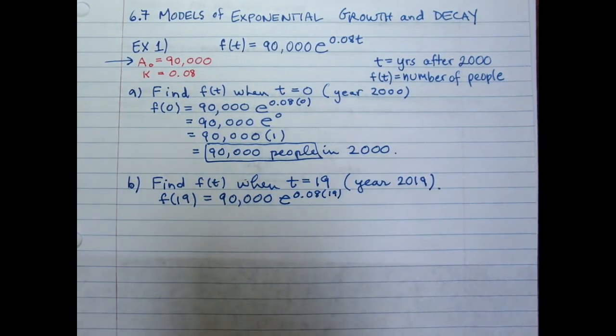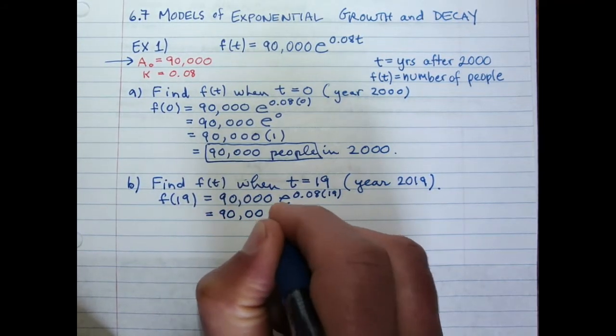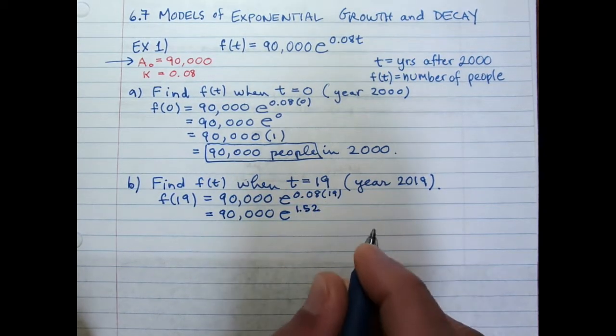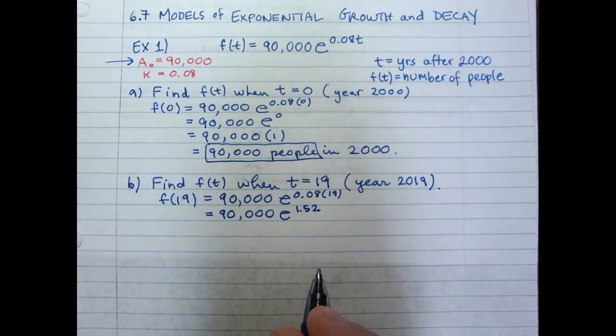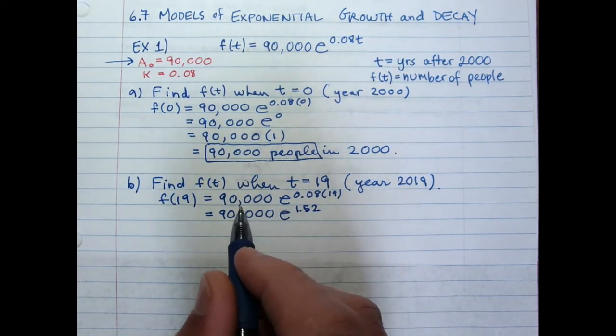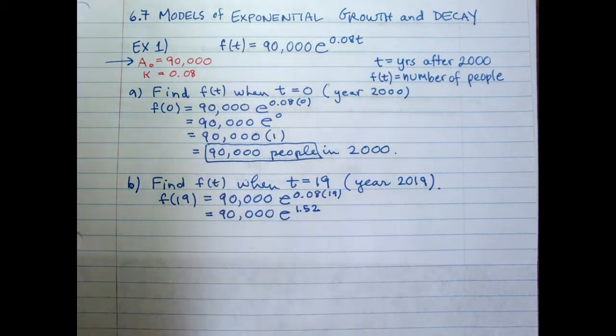And you got to use a calculator for these. There's no way to get through these calculations by hand. 0.08 times 19 is 1.52. So I have 90,000 e to the 1.52. You'll need to know how to take e to a power on your calculator. In fact, you can do all this calculation at once. You don't have to write out steps for this.